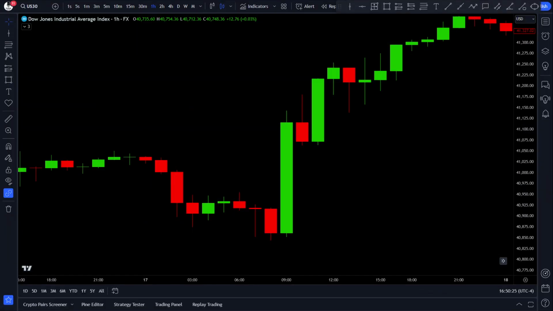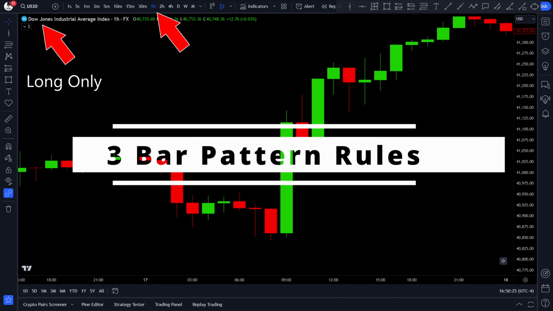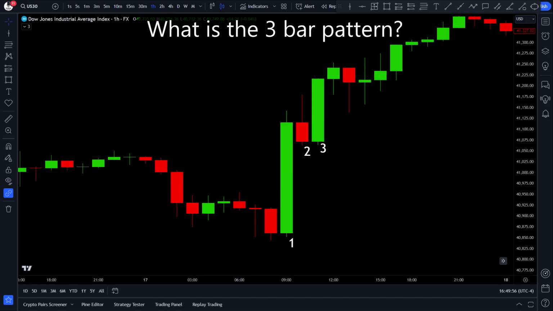To demonstrate the strategy, I will use the US30 or Dow Jones 1-hour chart, and I will focus on the long setups only. Let's go over the specific rules for a valid 3-bar pattern and the rules of the original strategy. What exactly is the 3-bar pattern?